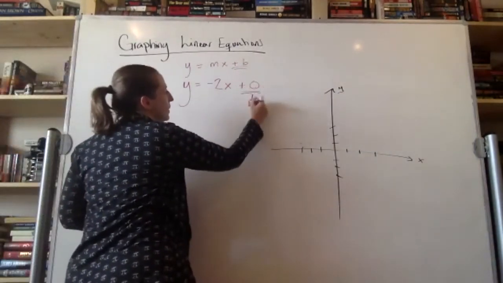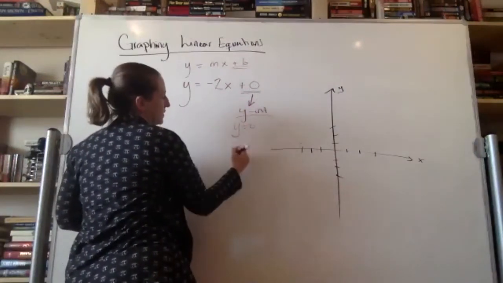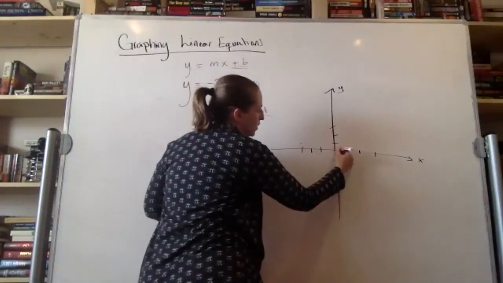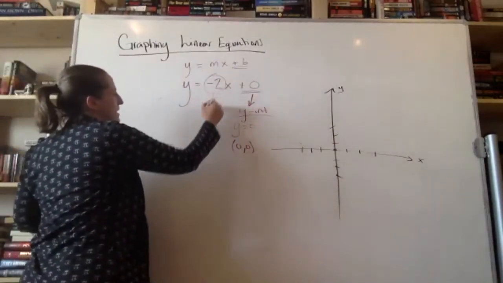But here's my y-intercept. My y-intercept is at 0. Y equals 0, x equals 0. So it's at the point 0, 0, or the origin. So here's our intercept. And then what does our slope tell us? Our slope is just -2.